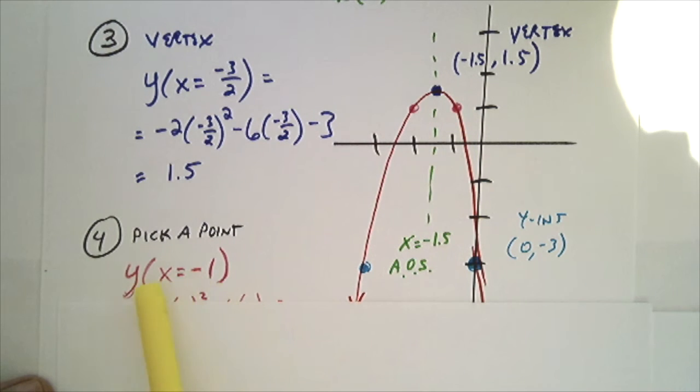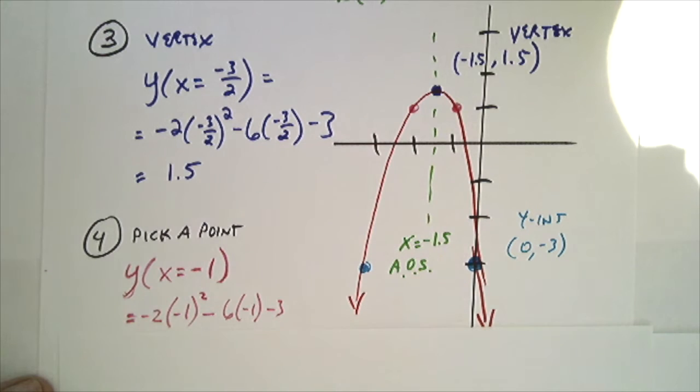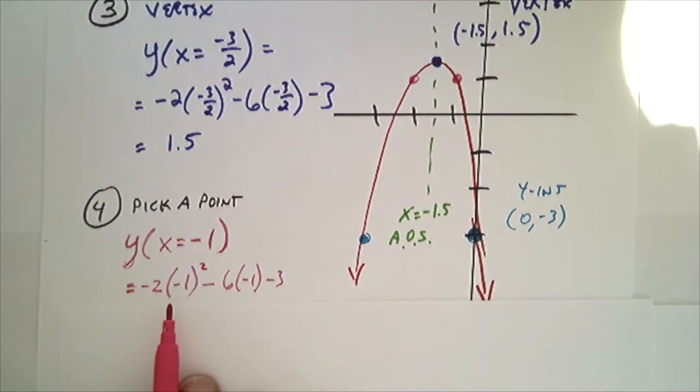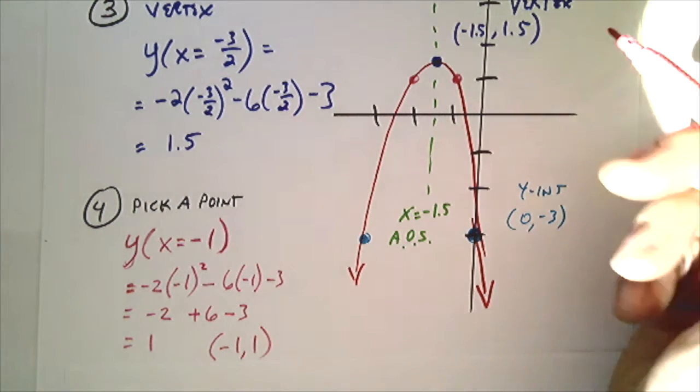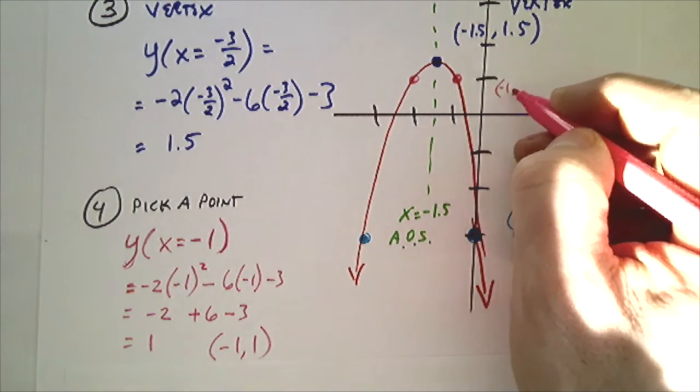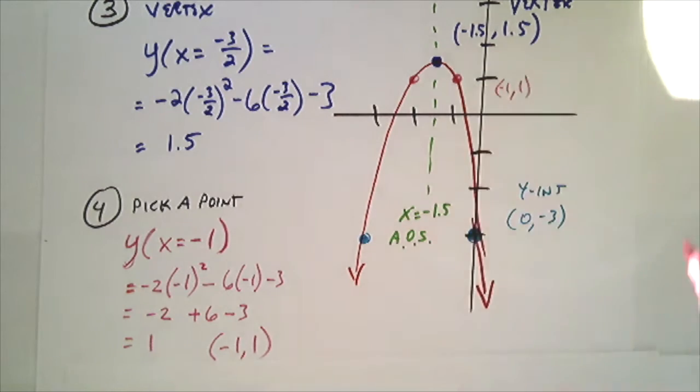We'll pick the y value for x equals negative 1, right in here, to put a point in there. Then we put it in so we can find the ordered pair for this location. That would be negative 2 times the x value, negative 1, squared, minus 6 times negative 1, minus 3, and that works out to be 1. So our point is negative 1, comma 1, and that's a point on the curve.